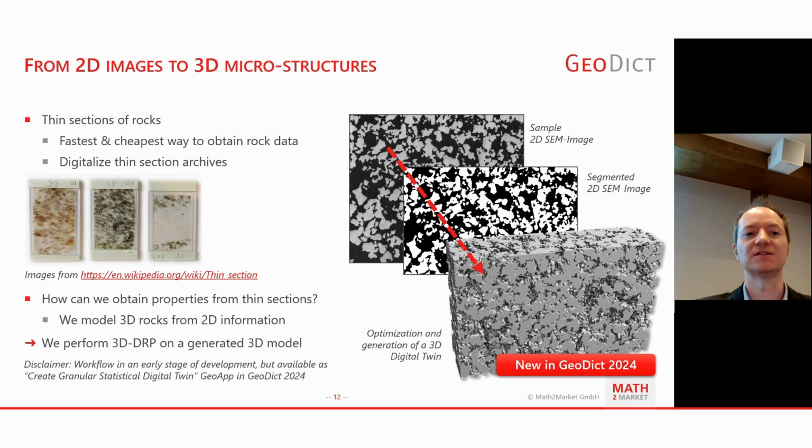Coming down to the possibility to generate 3D microstructures from 2D images. If you have thin sections of rocks, which is probably one of the fastest and cheapest ways to obtain rock data, or if you have thin section archives that you want to digitalize, you can work with these 2D images. How can you work with them? We model 3D rocks from just the 2D information that you have available, so that you can perform 3D digital rock physics on a generated 3D model just from the 2D data.